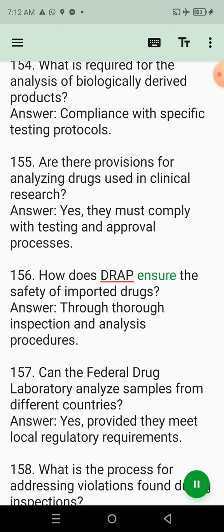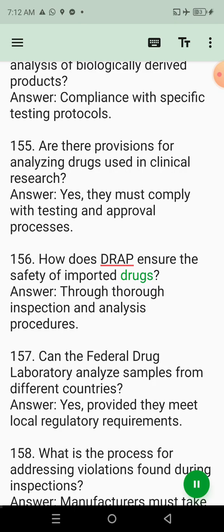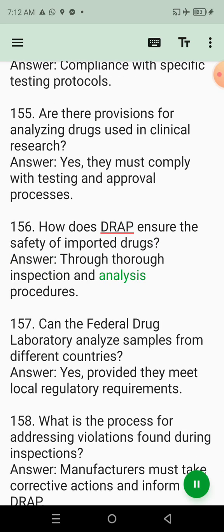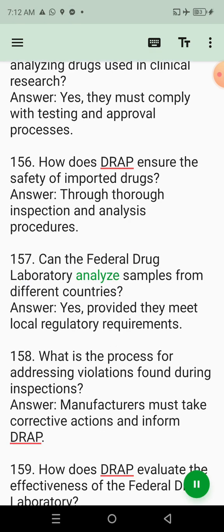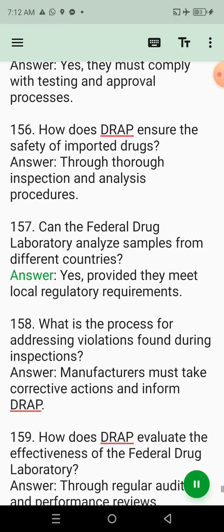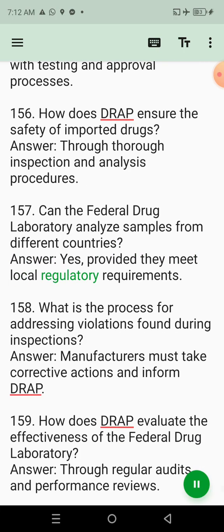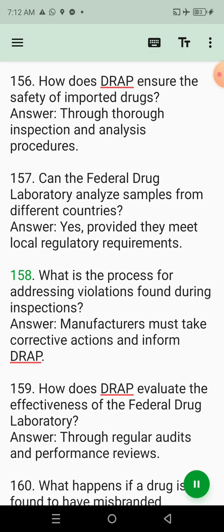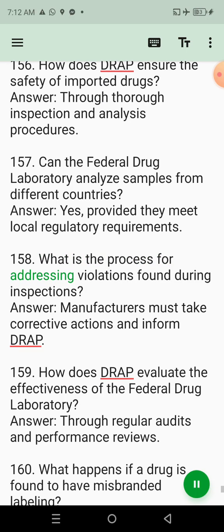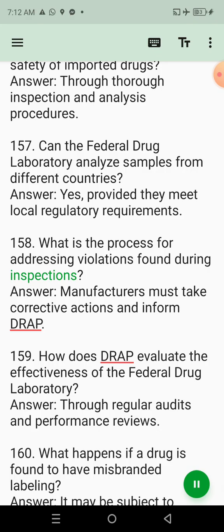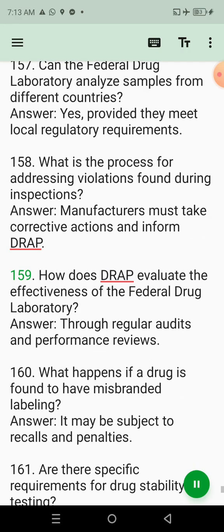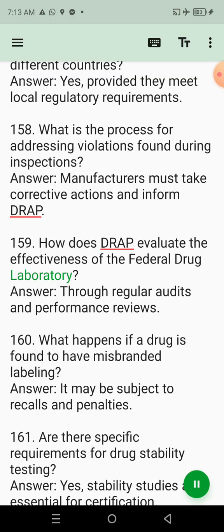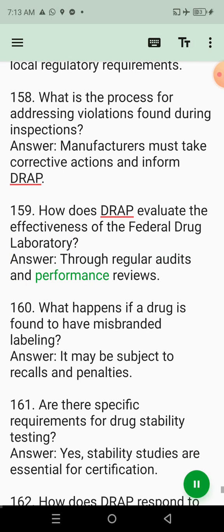156. How does DRAP ensure the safety of imported drugs? Answer: through thorough inspection and analysis procedures. 157. Can the Federal Drug Laboratory analyze samples from different countries? Answer: yes, provided they meet local regulatory requirements. 158. What is the process for addressing violations found during inspections? Answer: manufacturers must take corrective actions and inform DRAP. 159. How does DRAP evaluate the effectiveness of the Federal Drug Laboratory? Answer: through regular audits and performance reviews.